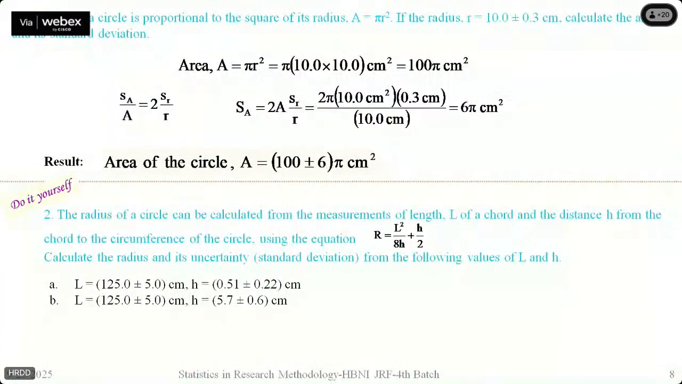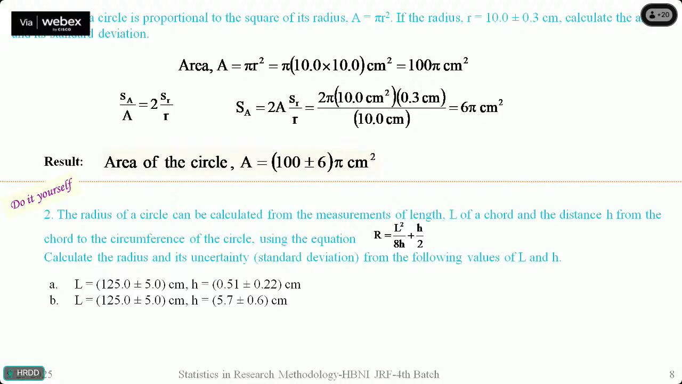Multiplication. This is a DIY, do it yourself. Now I am doing it. Now you got it? Error propagation rule. You have done it.